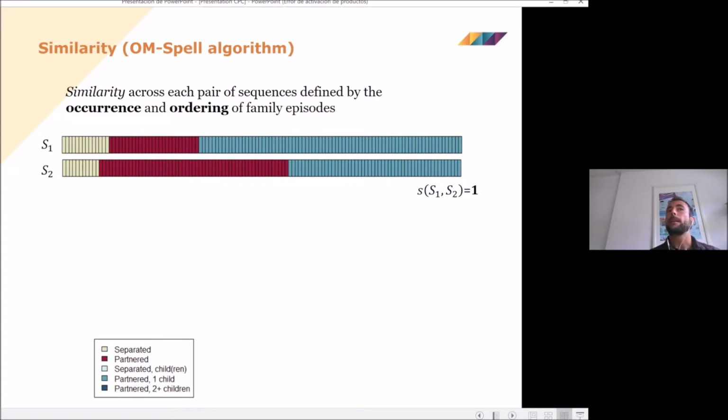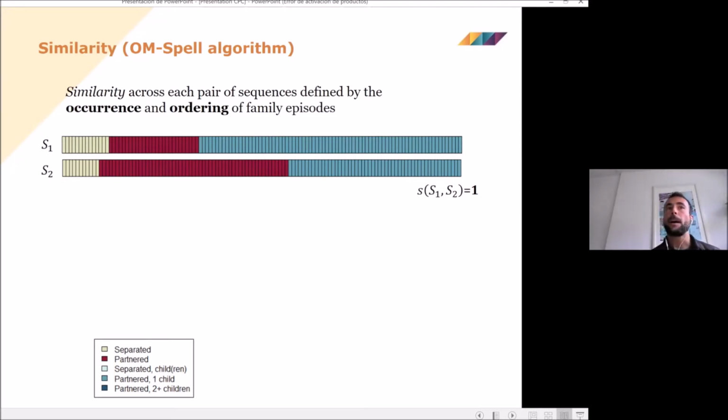So two sequences are going to be more alike if, in the two sequences, the same state episodes are observed, and they are observed in the same order. And the reason for that is that we believe that the relevant variation in post-separation life courses is based on the sets of transitions that are experienced.